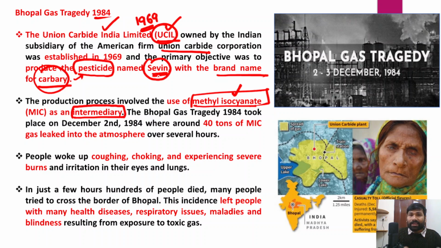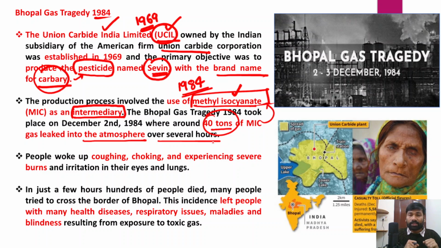So this Bhopal gas tragedy occurred on the 2nd and 3rd of December 1984. Now what exactly happened was, on the midnight of 2nd December, around 40 tons of methyl isocyanate, a toxic gas, right, leaked into the atmosphere over several hours.